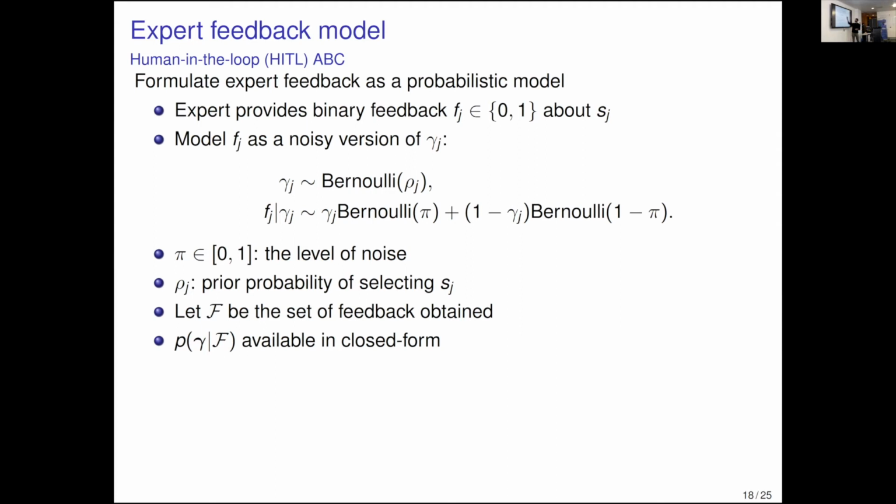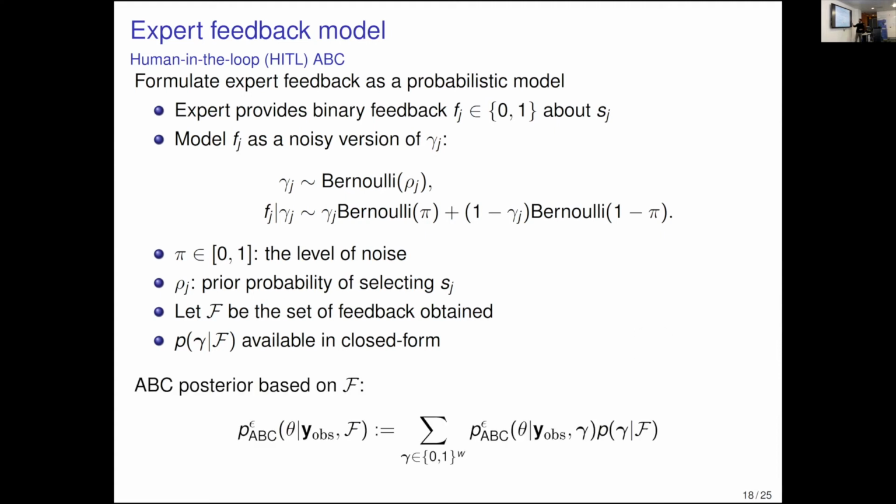Now, because it's a simple model, the posterior is available in closed form. So now, going from the ABC posterior given gamma, we now want to get the ABC posterior given the feedback, which is basically just taking expectation over this posterior. Now, none of these quantities are tractable, like, for example, this one, but you can get samples from it. So if we sample from this one, and then we sample from that one, we get a sample from the ABC posterior based on the feedback. Okay, so now we have that.